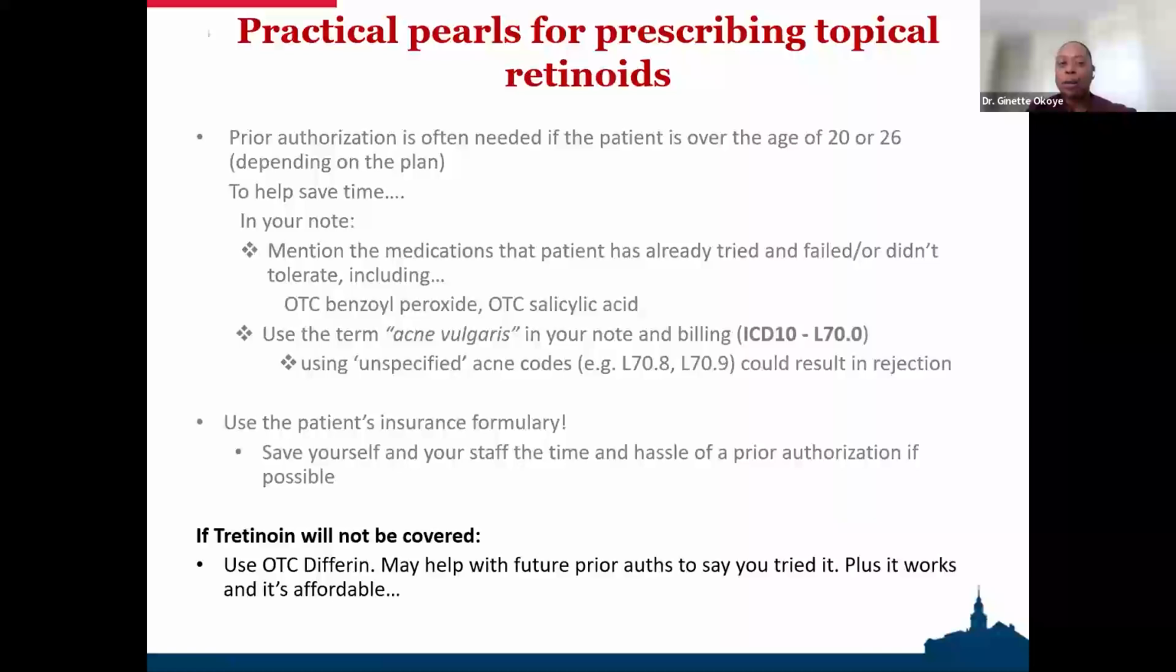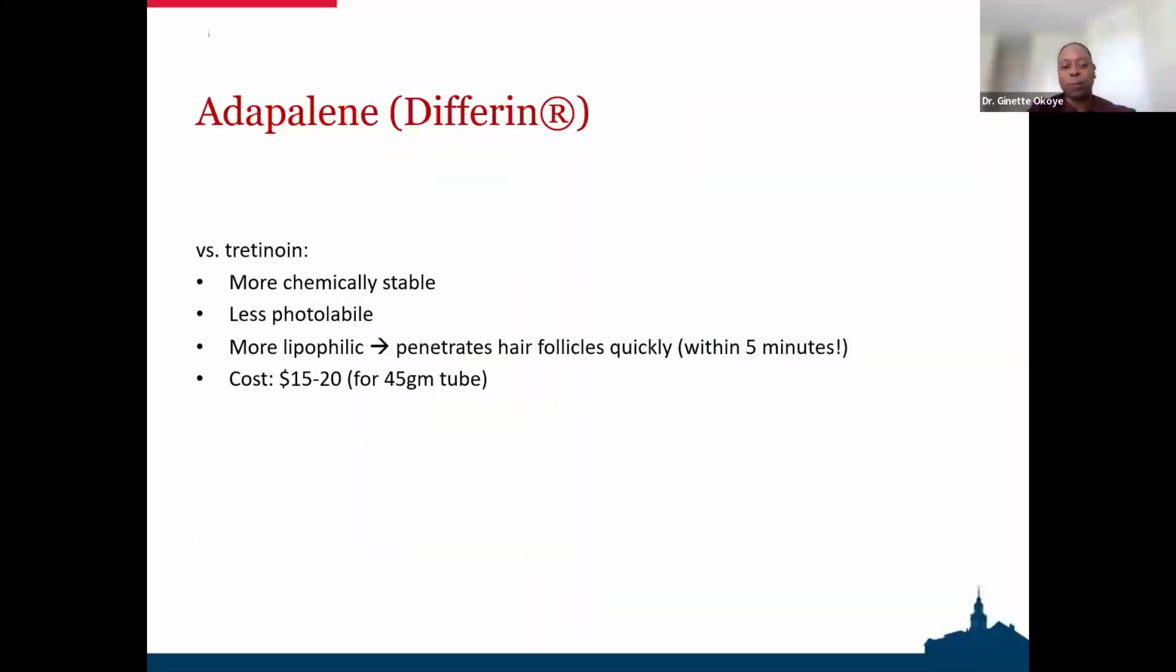I really talk it up with patients because I think sometimes patients get a little disappointed when we recommend something over-the-counter. But I tell them this used to be prescription. It recently went over the counter, so more people have access to it. It works really well. And if the patient has tried adapalene or Differin, then it's actually easier the next time you want to do a prior authorization. And adapalene is not inferior to tretinoin. It's actually better in some cases.